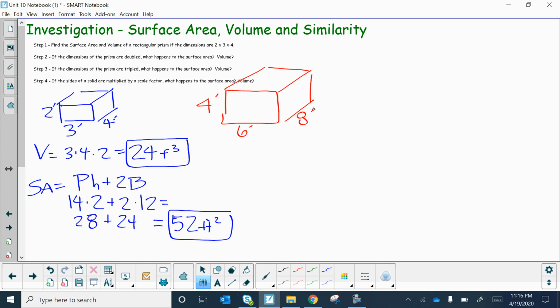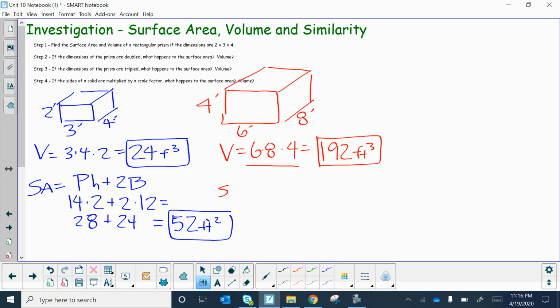So let's start off with the volume. The volume is area of the base times the height. 6 times 8 times 4. So that's 192 cubic feet. That clearly did not get doubled because double 24 is 48. All right, and we did the volume formula right there.